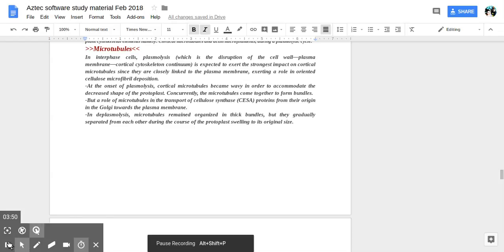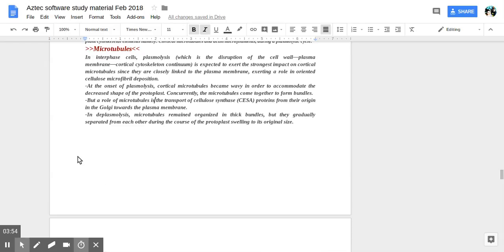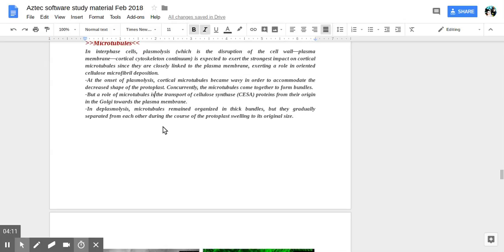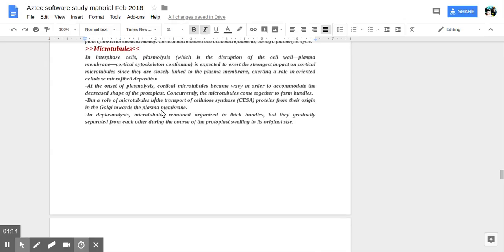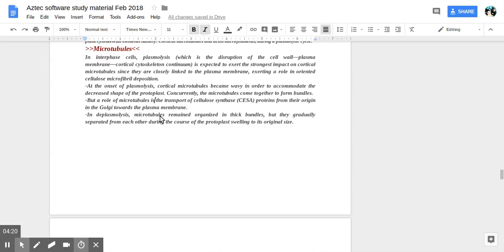Okay, so plasmolysis causes the membrane to pull away from the rest of the cell, which has the cytoskeleton. So the microtubules, which are part of the cytoskeleton, are changed in their shape.